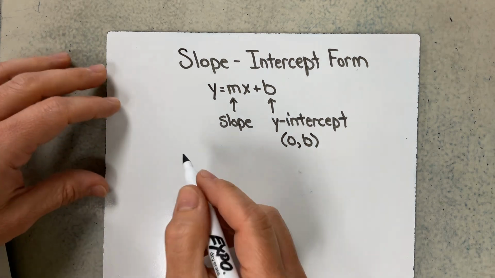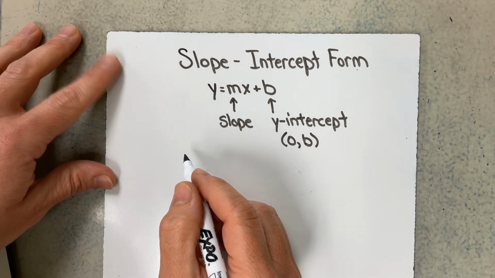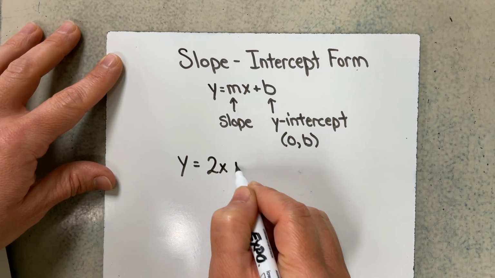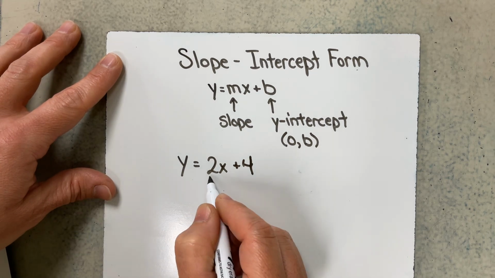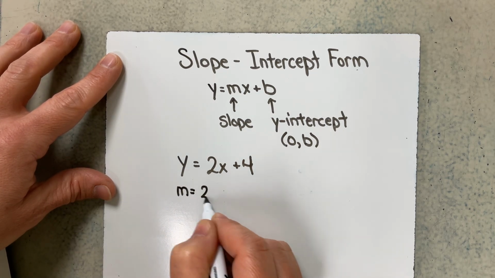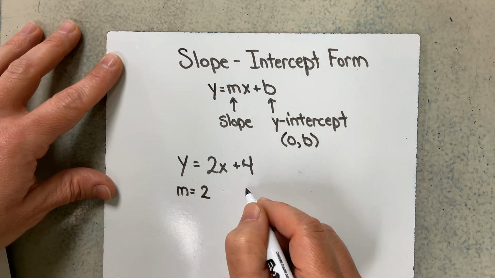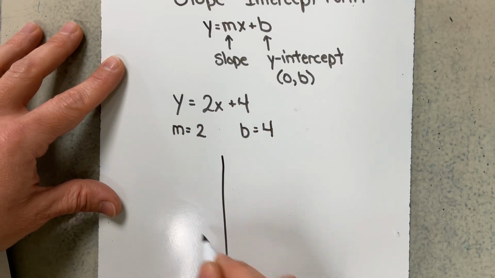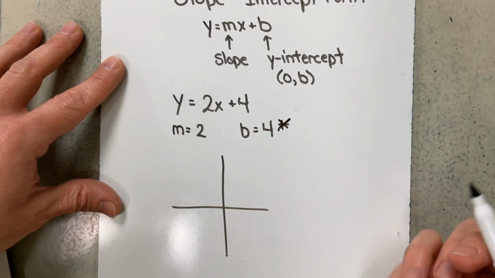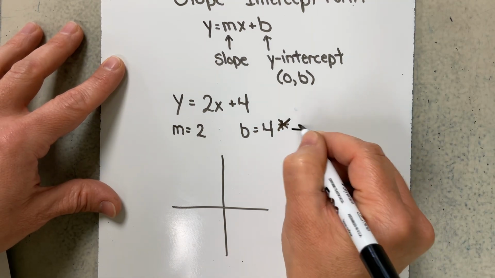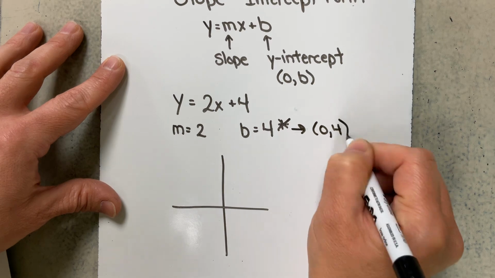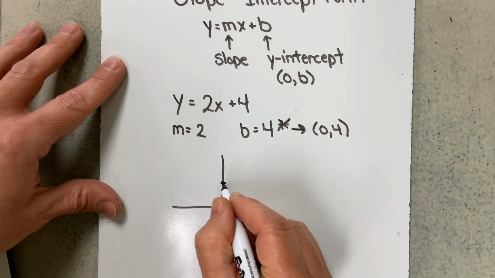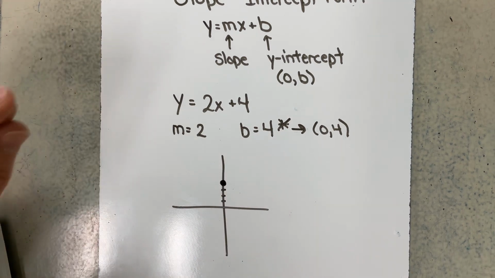of these. So if I have y equals 2x plus 4, okay? This tells me my slope is 2, and my y-intercept is 4. So you're always going to start right here. We're going to put 0, 4 on our graph. So 0 in the x direction, 1, 2, 3, 4. So right there is 0, 4. That's where we're going to start.